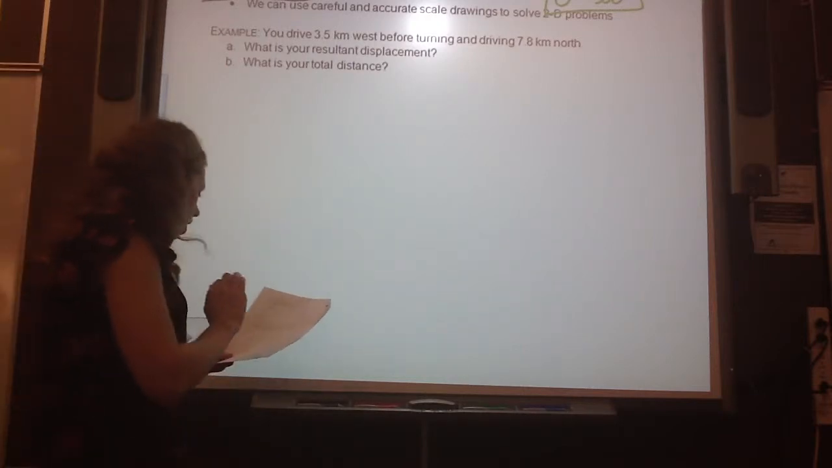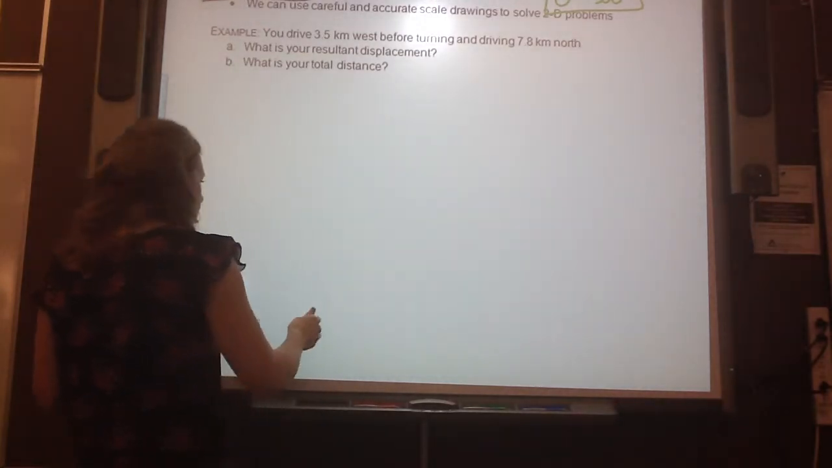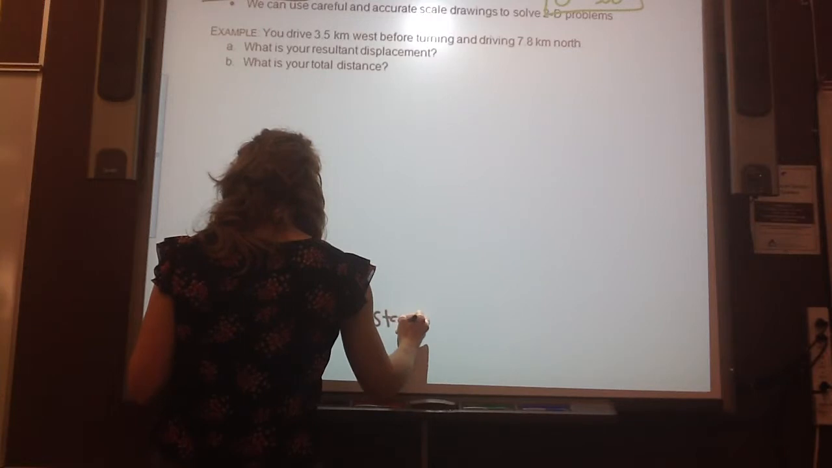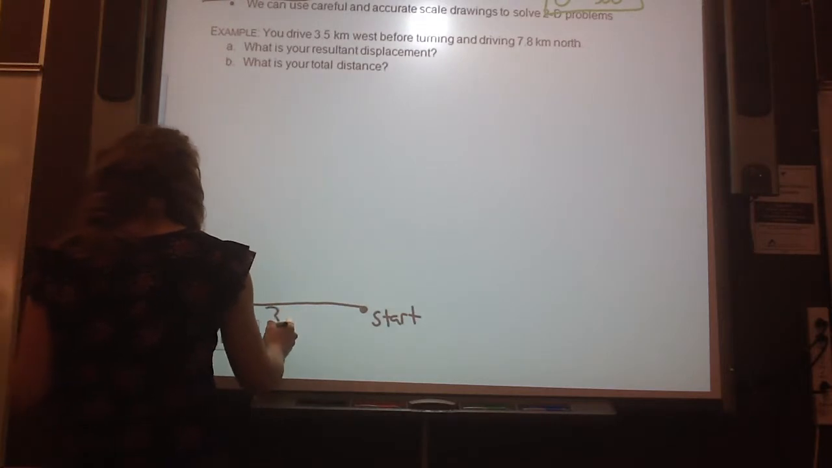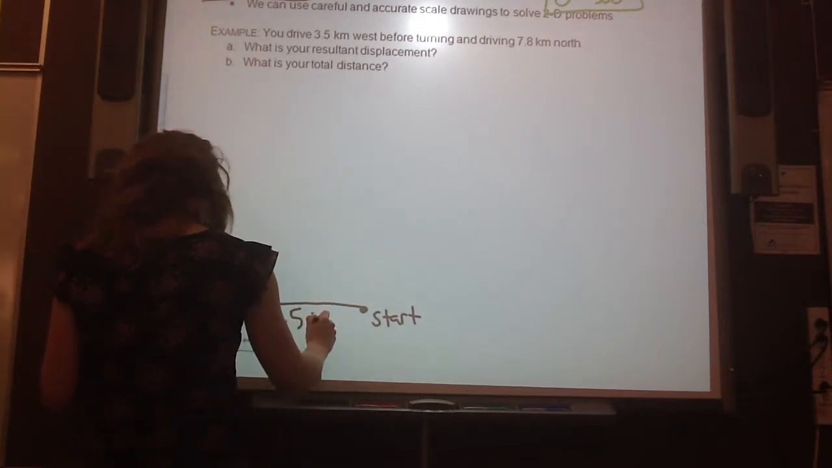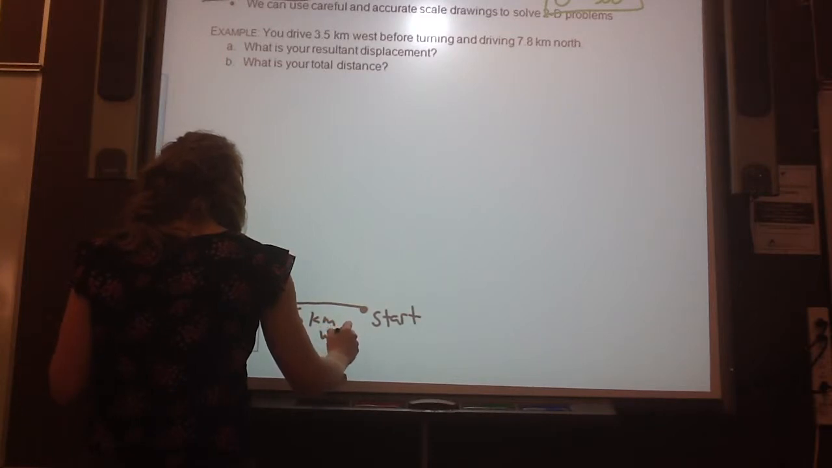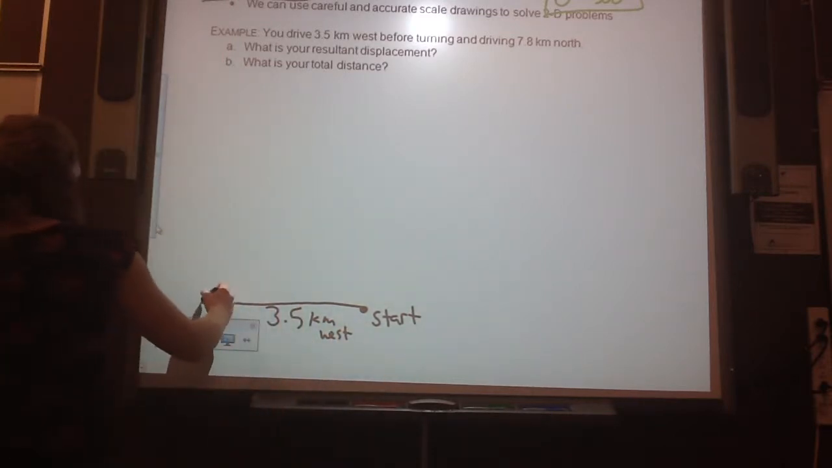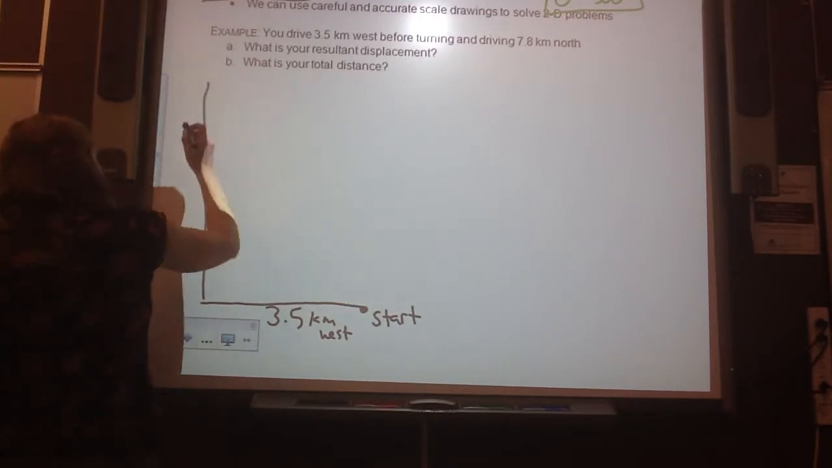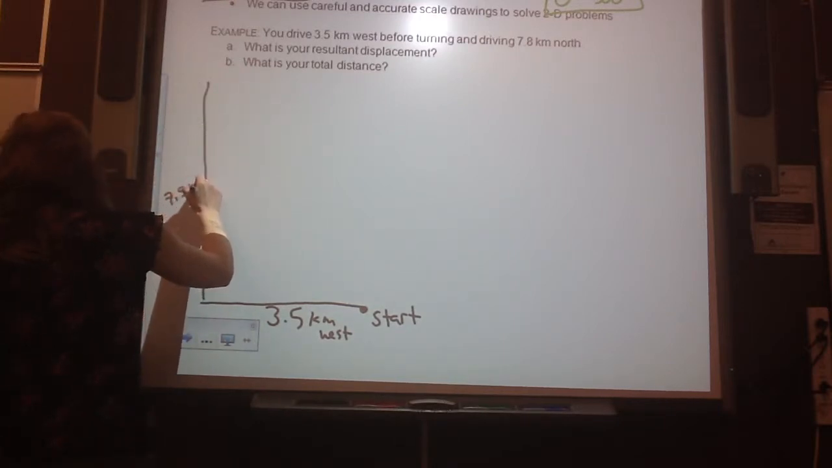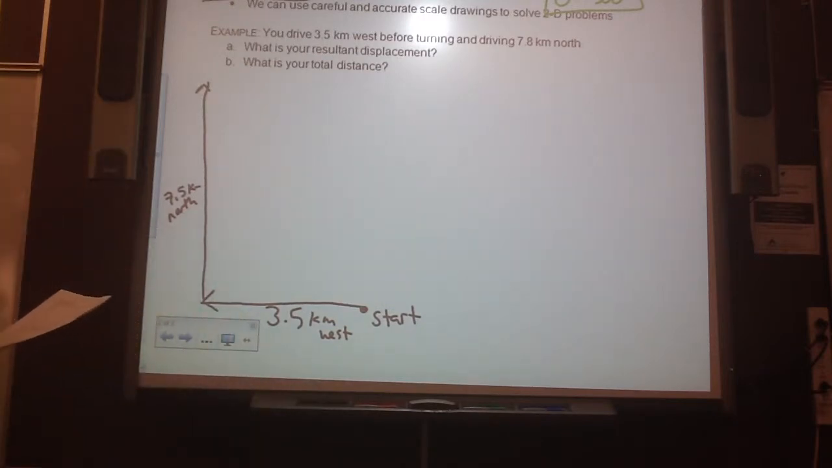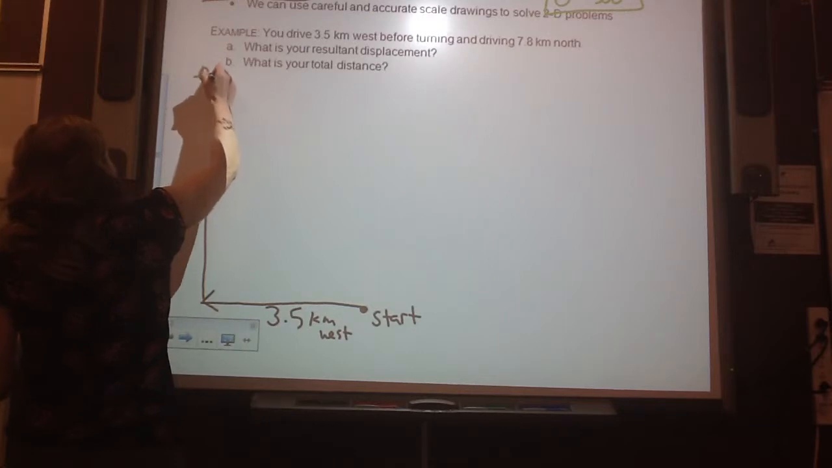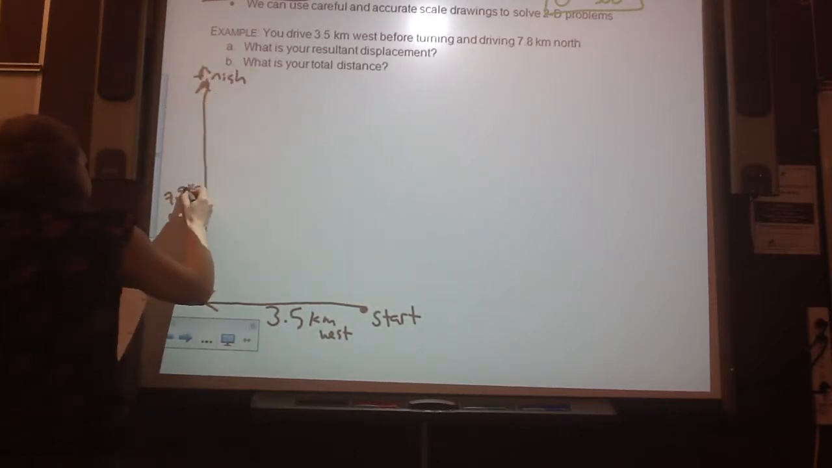Okay, so let's draw our two vectors. Say I'm going to start here, and I'm going to drive west. So this is my 3.5 kilometers west. Then you drove 7.8 kilometers north. And then this is my finish.